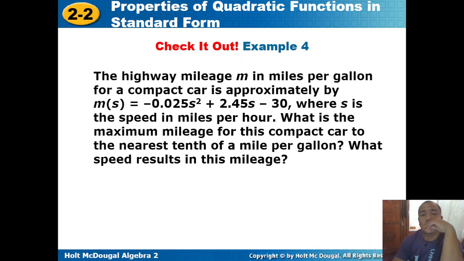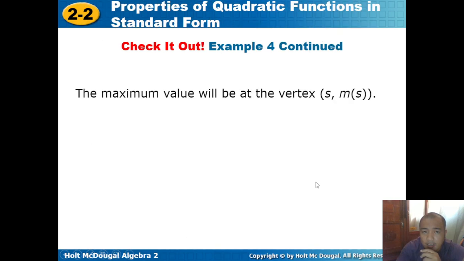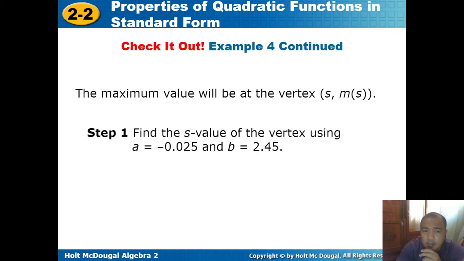Another example: the highway mileage m in miles per gallon for a compact car is approximated by m of s equals negative 0.025 s squared plus 2.45 s minus 30, where s is the speed in miles per hour. What is the maximum mileage for this compact car to the nearest tenth of a mile per gallon? What speed results in this mileage? This is a parabola that opens downward, so it has a maximum mileage. Let us first solve for s.